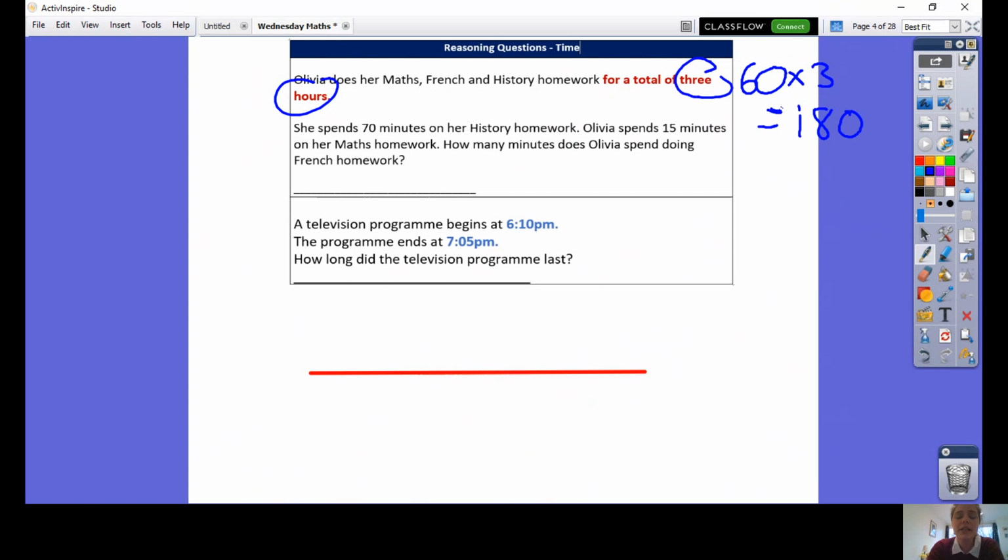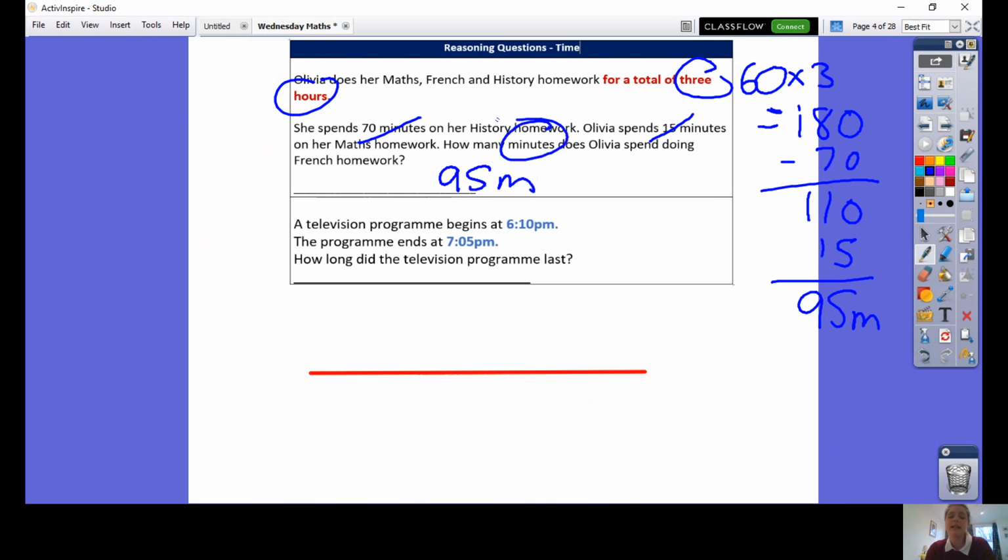Okay, I'm now going to take away the time she spent on the other subjects. So take away 70 minutes for history, that leaves me with 110 minutes. Now take away 15 minutes, leaving you with 95 minutes. She spent 95 minutes on her homework. Because it asked for my answer in minutes, I should not convert that into hours and minutes.